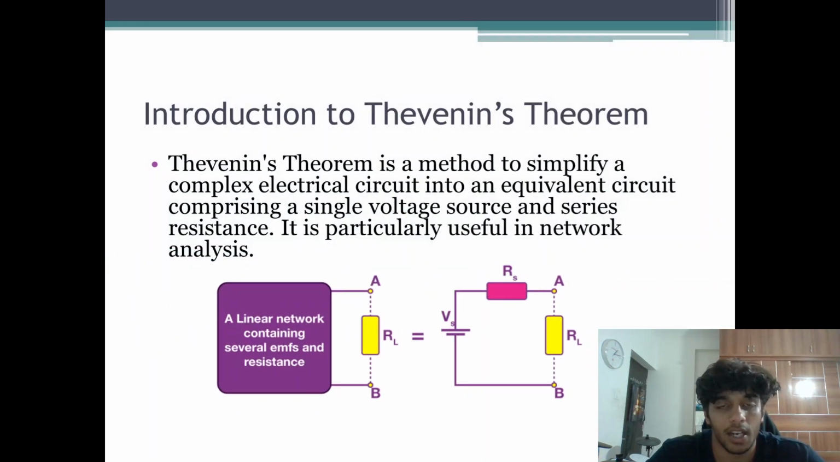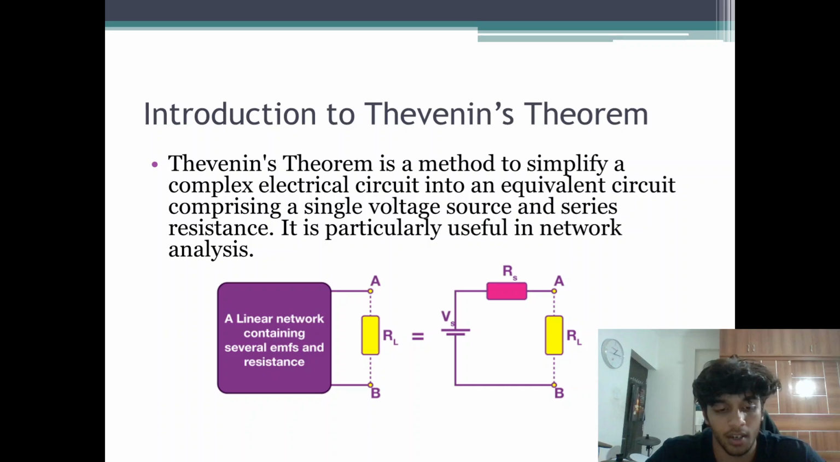So starting with the introduction, what is Thevenin's theorem? You can see the diagram right here, the basic Thevenin circuit. You might not understand what it is right away, but let me just break it down for you. Thevenin's theorem is a method used to simplify electrical circuits. It helps us replace a complex network of voltage sources, current sources, and resistances with a much simpler equivalent circuit.